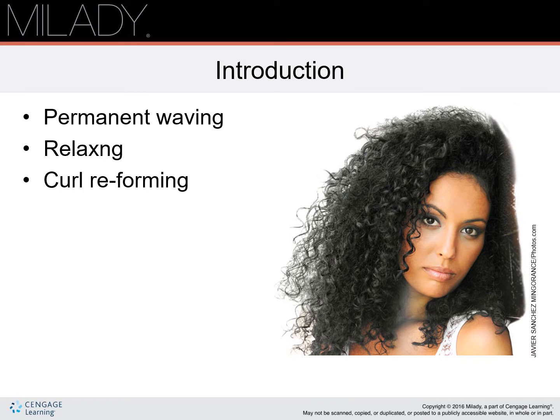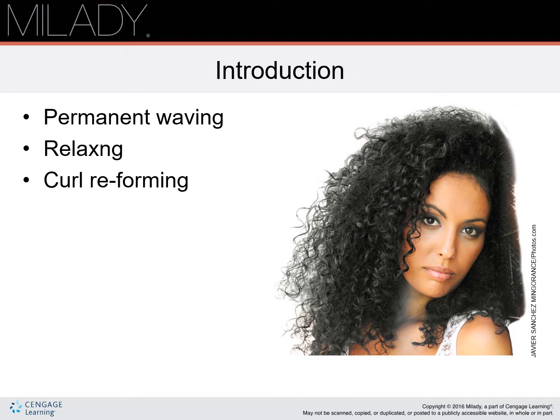So chemical texture services. The definition of that: chemical texture services are services that cause a chemical change that alters the natural wave pattern of the hair. Okay, we're going to talk about 3 in this chapter.